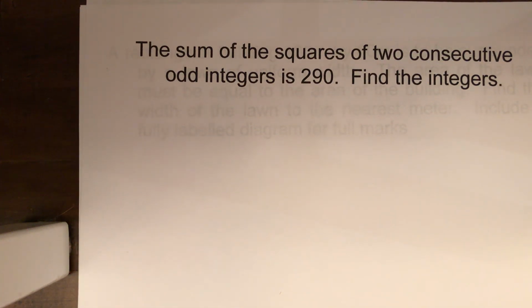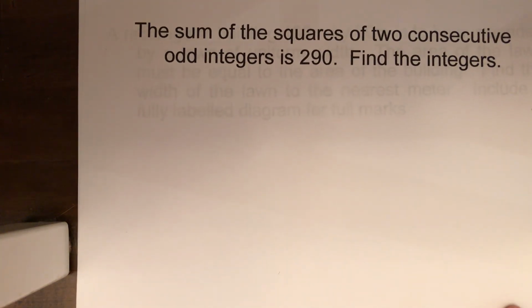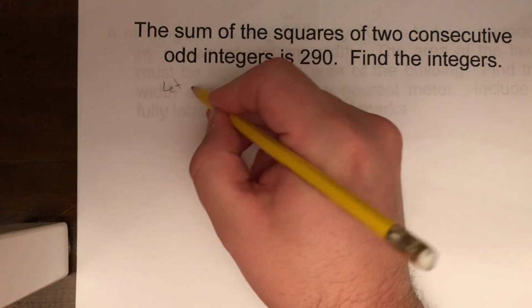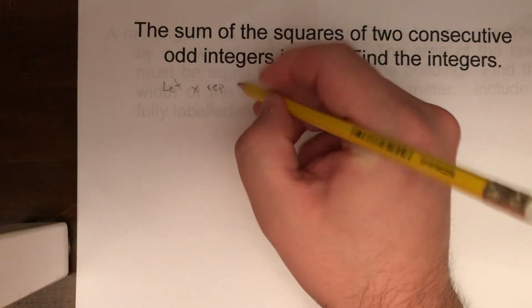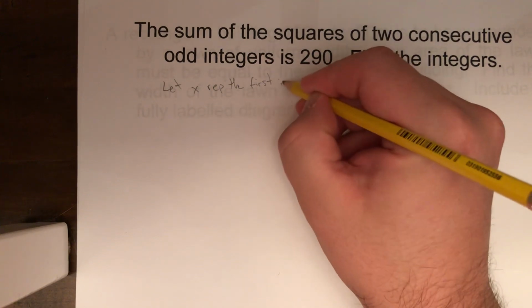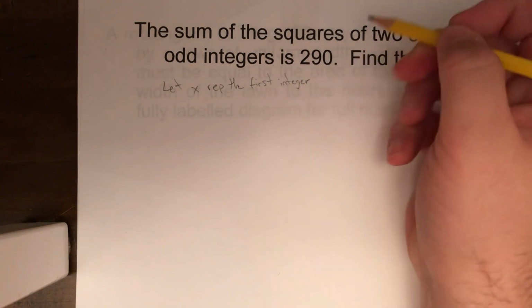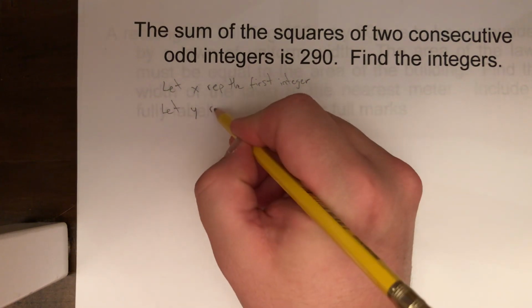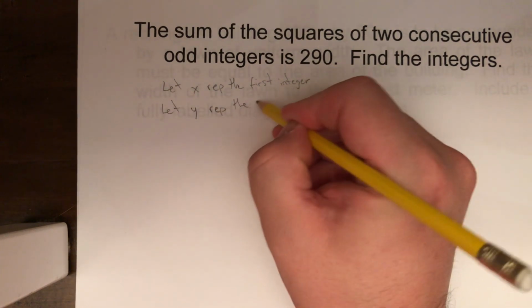The first question: the sum of the squares of two consecutive odd integers is 290. Find the integers. So we don't know what the two integers are. So we're going to let x represent the first integer, and we're going to let y represent the second integer.